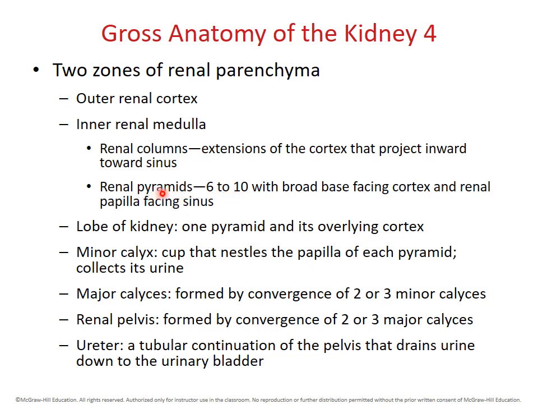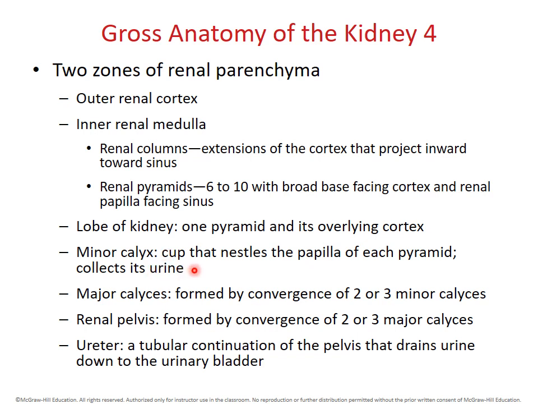They taper to a point at the sinus end, and the tips of these renal pyramids are referred to as the renal papillae. A typical lobe, what we call the lobe of a kidney, consists of one pyramid and the cortex that sits on top of it. That is referred to as the lobe of a kidney. As we said, the sinus consists of a variety of vessels and hollow spaces.